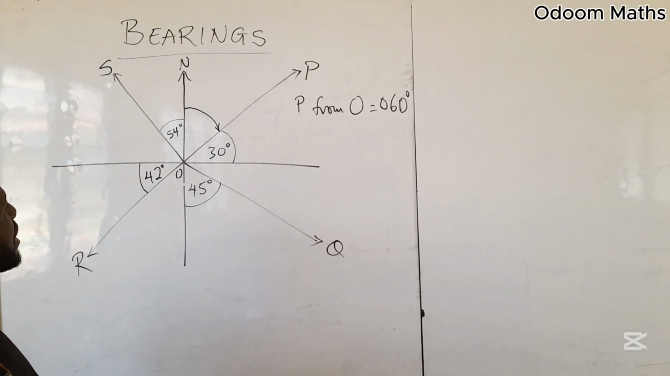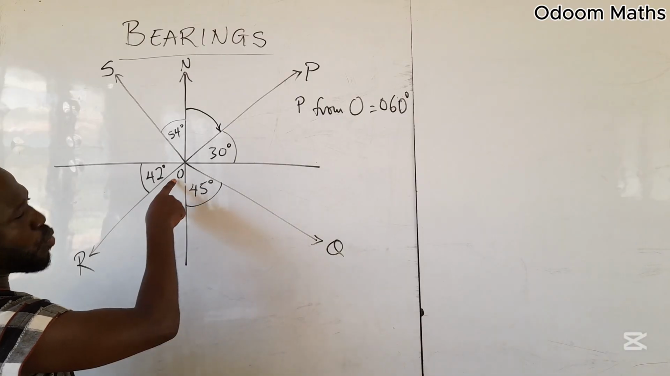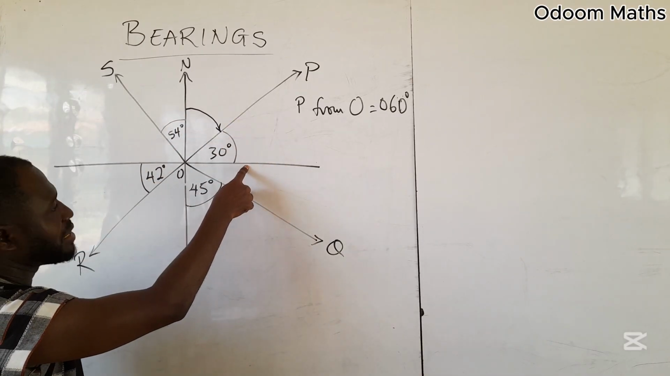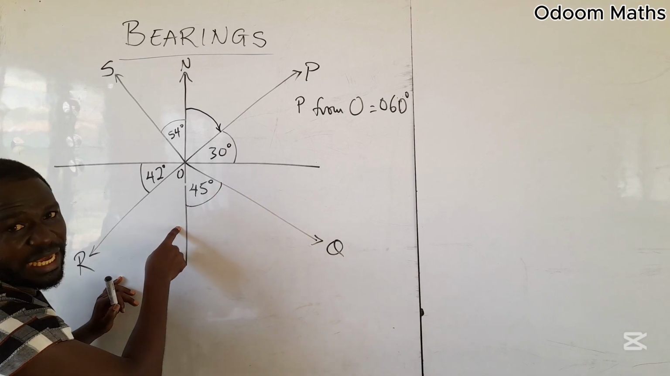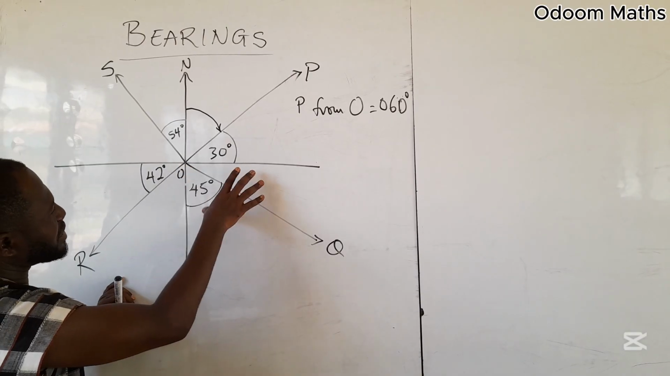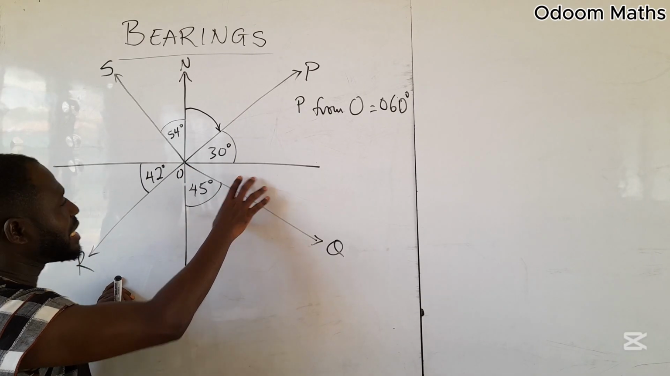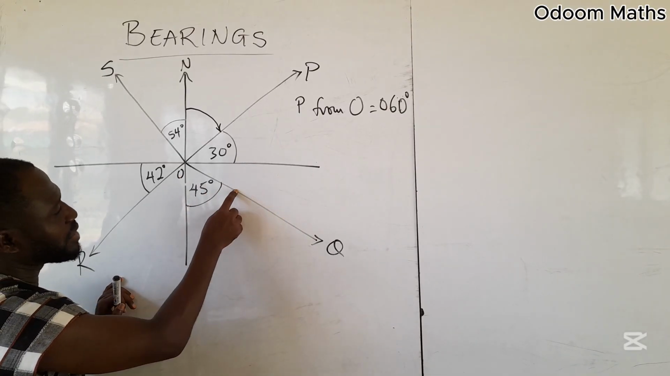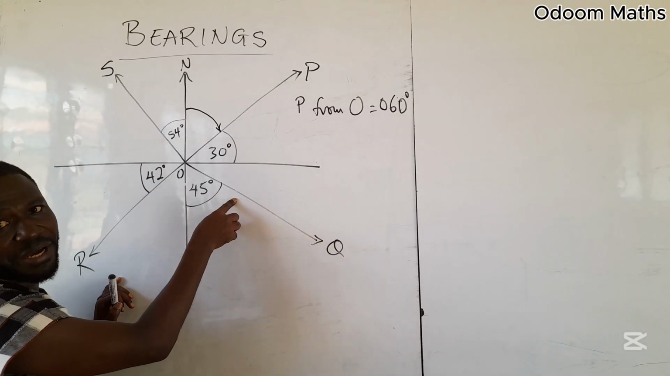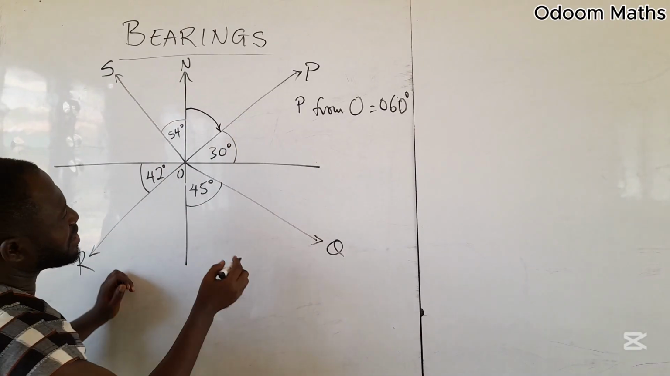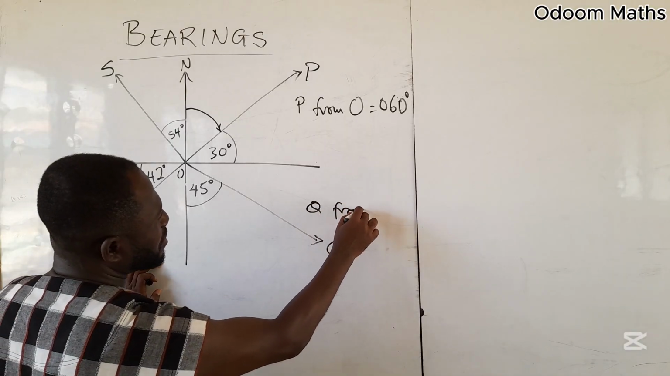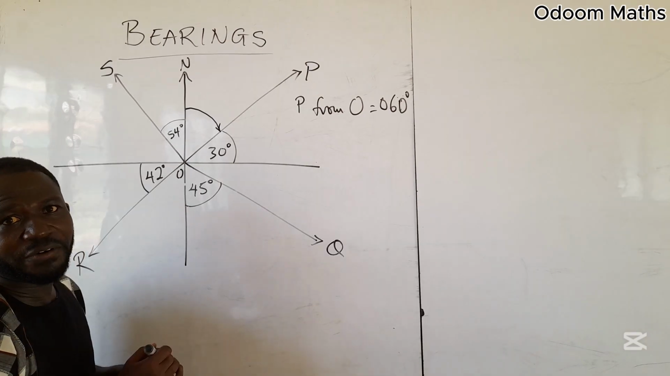Now let's look at the bearing of Q from O. From this point to this point is 90 degrees. From here to here is also 90, so from this point to this point is 180 degrees. When this quadrant measures 90 degrees and 45 has been taken, from here to here is also 45. So the bearing of Q from O is 90 plus 45, which is 135 degrees.